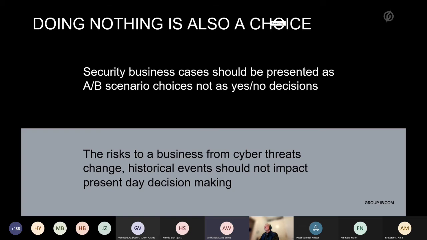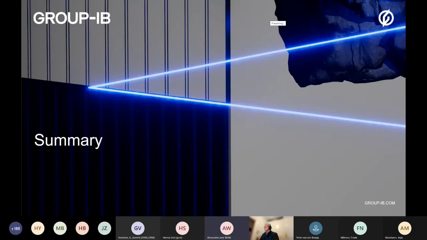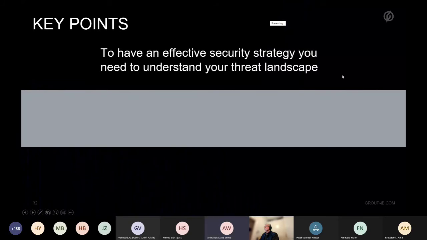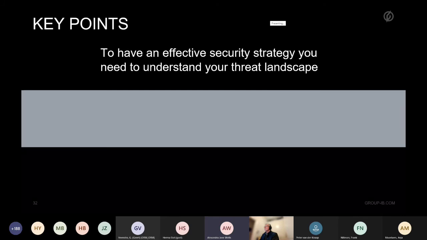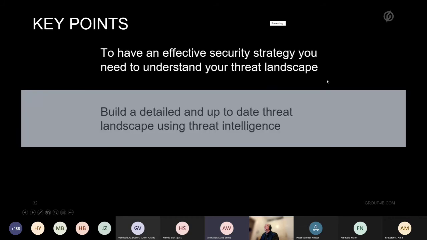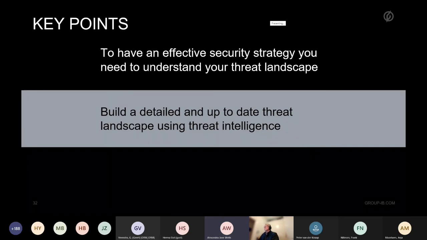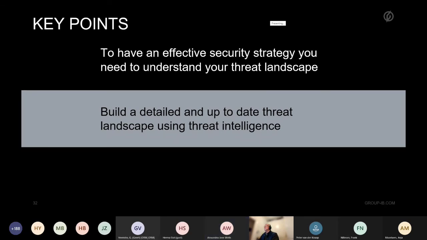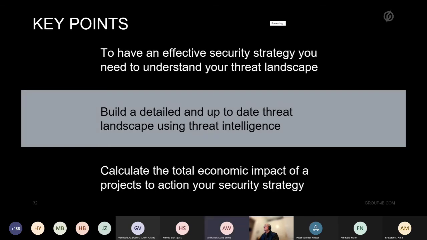Business risks change. Historical threats and events shouldn't impact today's thinking. Just because we were safe for the last 5 years doesn't mean that we're going to be safe next year. And with that, I think the key points to summarize are: to have an effective security strategy, you need to understand the threat landscape, where attacks are coming from, and how you stop them. Build a detailed and up-to-date threat landscape using threat intelligence. Look across all those different domains of intelligence and look at distributing and disseminating it across all of the teams so you can understand what's going on. And finally, use a tool to action that strategy.